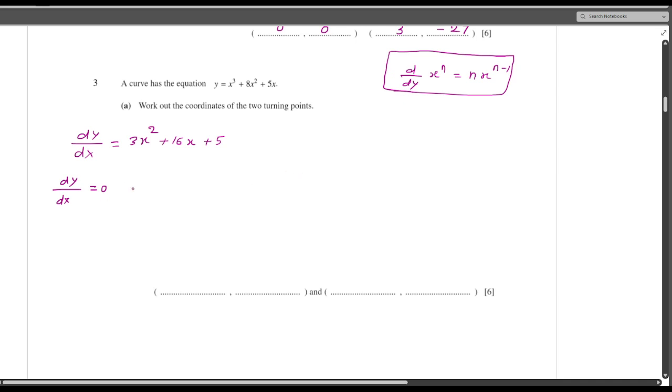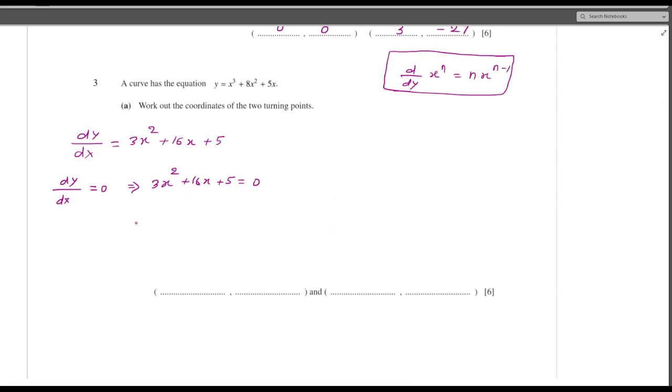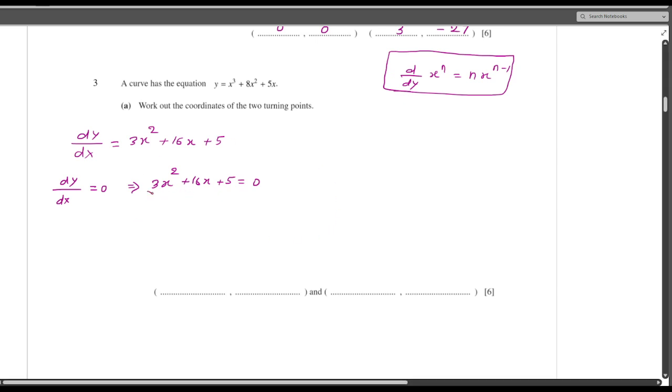So this indicates that 3x squared plus 16x plus 5 is equal to 0. You can use the splitting the middle term method or the formula method to find the x value. If I am using splitting the middle term, I multiply the coefficient of x squared with the constant, so 3 times 5 is 15. Now I figure out two factors of 15 whose addition is 16. It is simple: if I take one factor as 15 and the other as 1, I get the result.